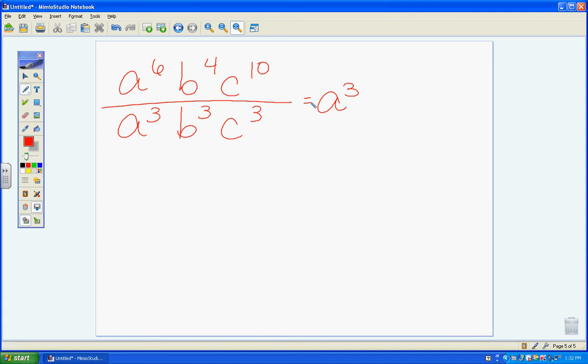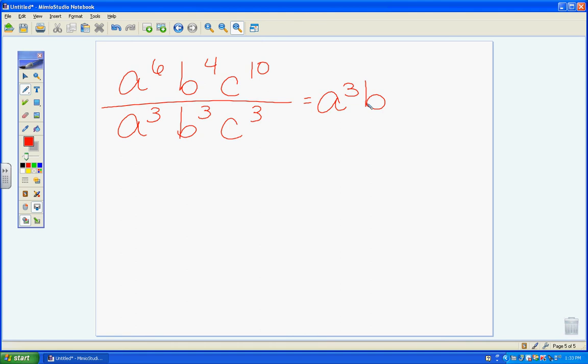What about B? Now, I'll tell you, when you write your answer, we all know it's B to the 1st. But what about that 1? We want to get rid of it because if this was multiple choice, they're not going to have a 1 as an exponent there.